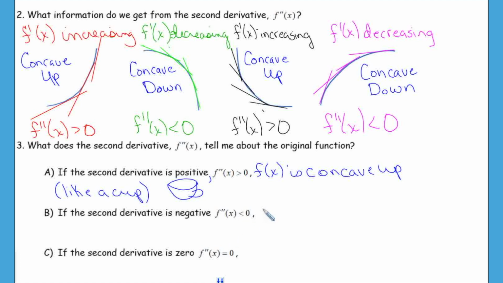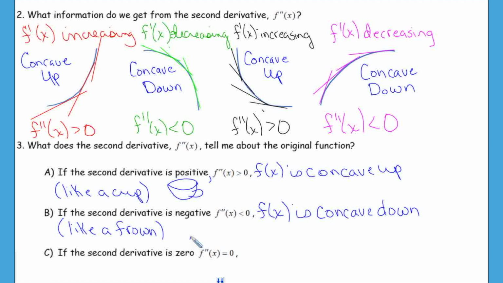And if your slopes are decreasing, that means that your original function is concave down. And guess what? You're not going to believe this. Like a frown. I know. It's so sad, isn't it? And so if you draw concave down, then you put your little eyes and your nose there, you've got your little frown.